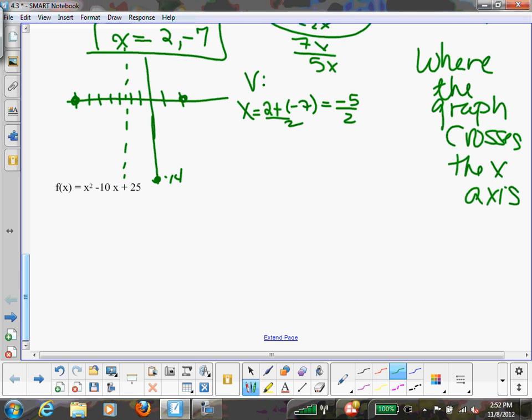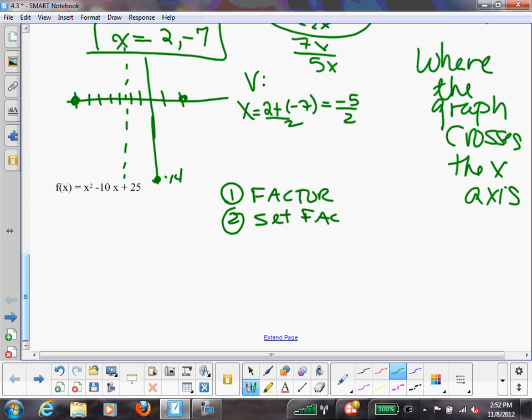So to find my zeros, I have to factor and set the factors equal to 0. If I'm looking for my zeros, this is what I have to do.